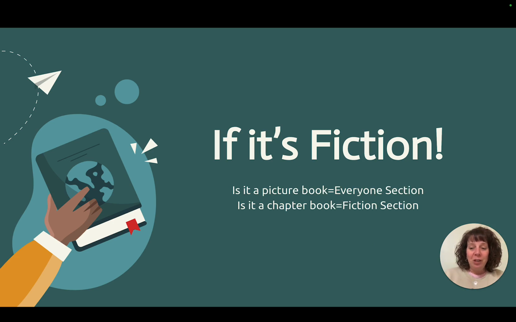So if it's fiction, there's 2 different sections. First of all, if it's a picture book, which is mostly illustrated pictures, then we call that the everyone section because everyone can read those stories. And if it's a chapter book with multiple chapters, they usually have a thicker spine and have multiple chapters, then we call that the fiction section.